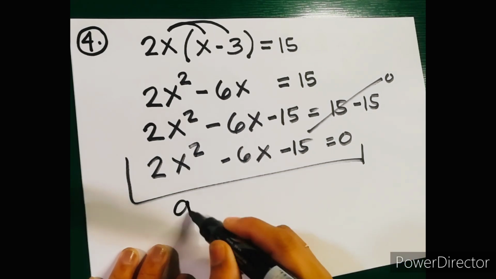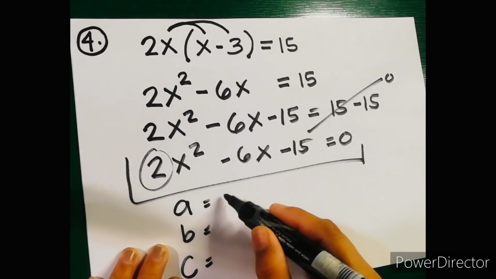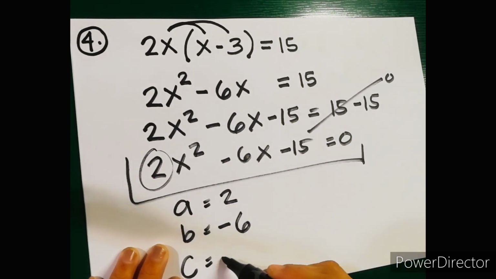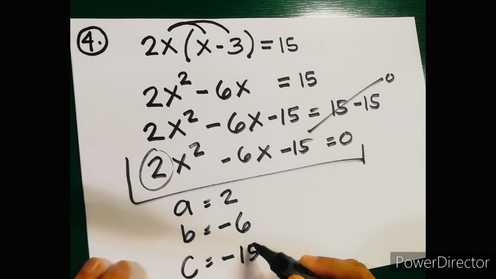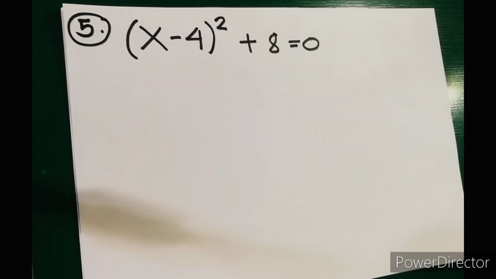So what are your A, B, and C? Your A is 2, your B is negative 6, and your C is negative 15. That's example number 4. And another example, number 5.